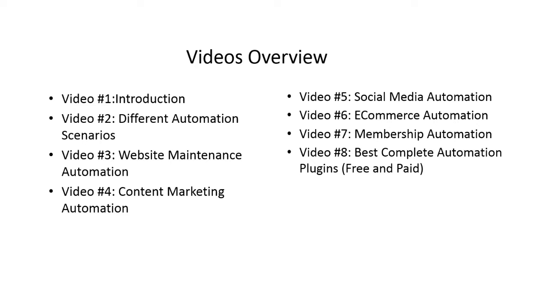Video number 7, we'll talk about membership automation. So in this case, let's say, for example, that you run a WordPress membership site. You have a community. How do you go about automating that community as much as possible? Obviously, there's not going to be everything that you can automate. Some things you will just have to do using your hands, but some things you can. And some things that you think you can't, you really can.